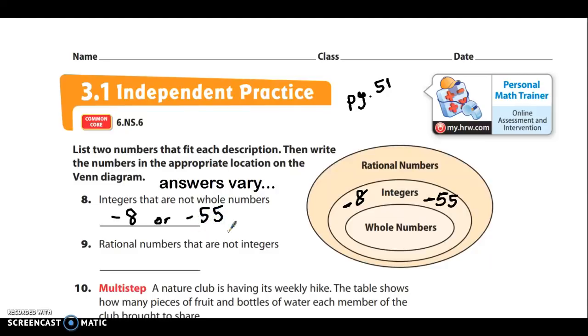And number 9 reads, rational numbers that are not integers. So a number here that's going to be a rational number, but it's not an integer. So these are the numbers that are like fractions and decimals, or a mixed number. I could do 5 and 1/4. That is a rational number, and it's not an integer. Or I could do something like 0.75. 75 hundredths. That's a rational number. That's not an integer. Okay, make sure your answers look like mine. Or if you need help, like I said, raise your hand and ask the teacher. All right, let's move on.